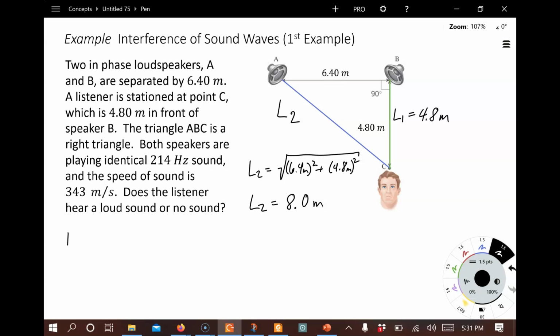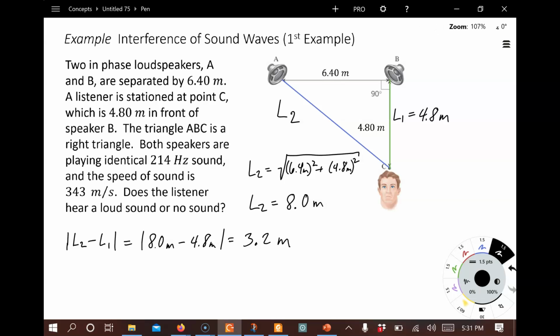Now we can go ahead and calculate the path length difference between paths L2 and L1. So path length difference is just the absolute value of the difference between these two paths. We don't care whether it's positive or negative, we just want the absolute value. But I've naturally chosen the longer path to go first. So if we plug this stuff in, we're going to end up getting 8 meters minus 4.8 meters, which gives us a value of 3.2 meters.